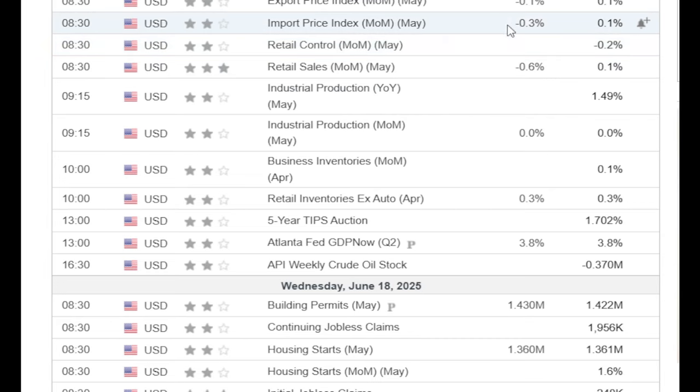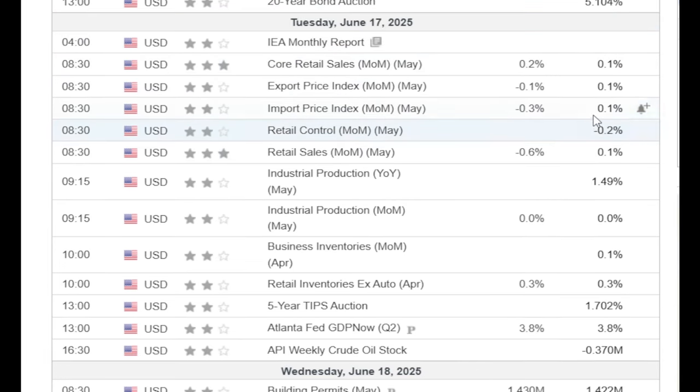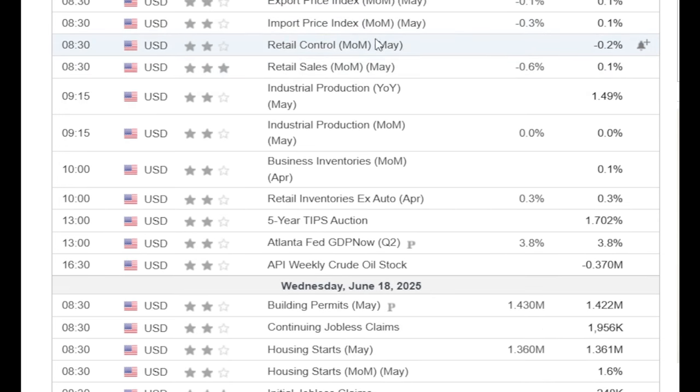Retail control, I'm not too concerned about that right now. They're expecting a probably negative rating on that. Retail sales, again, that's a very dovish reading. That's showing major weakness.